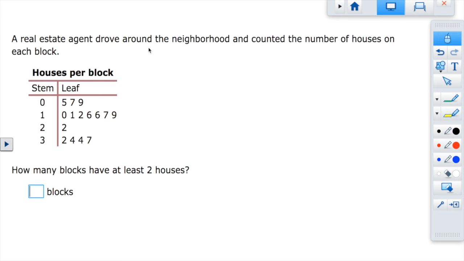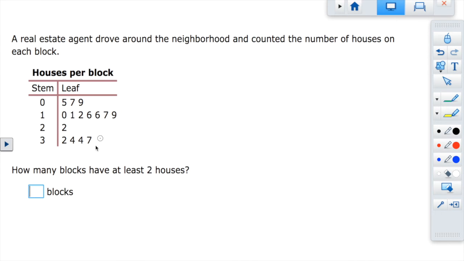A real estate agent drove around the neighborhood and counted the number of houses on each block. So here's our neighborhood. So one block had 5, another had 7, another had 9, so on and so forth. How many blocks have at least 2 houses? Well, since this is 5 and 7 and 9, because the stem is a 0, so that's a single digit, every block had at least 2 houses.